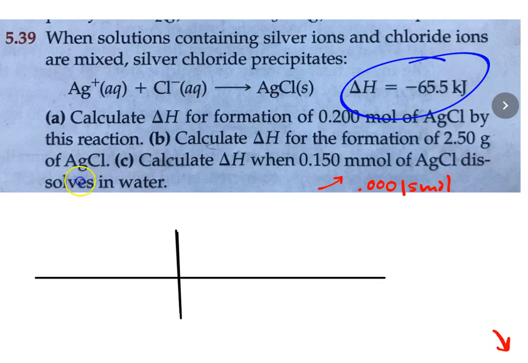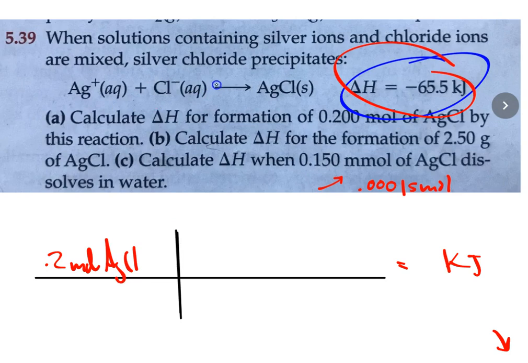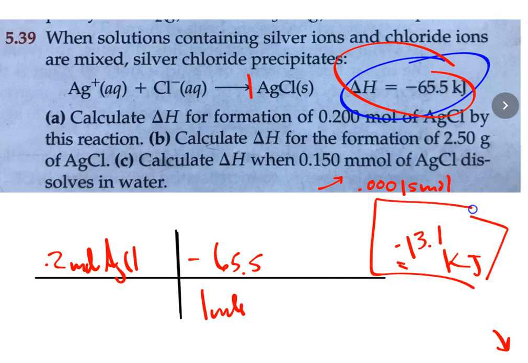Ready? Set. Go. Okay, so please look at A with me. A, you're finding delta H, which is kilojoules, for the formation of 0.2 mole AgCl. And this gives it to you. For every 1 mole AgCl, you have 65.5. So you just multiply them. 13.1, is that what I remember? Okay, thank you. This was a negative. Negative 13.1 kilojoules. Who had that? Who's okay with that? All right, good.